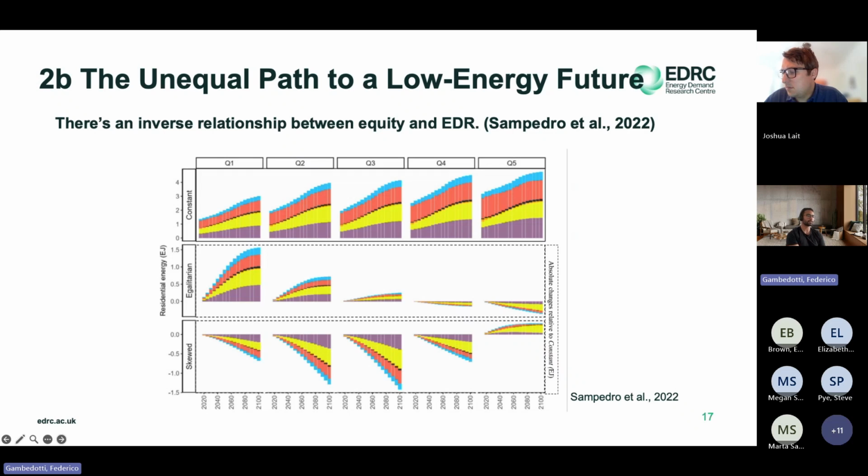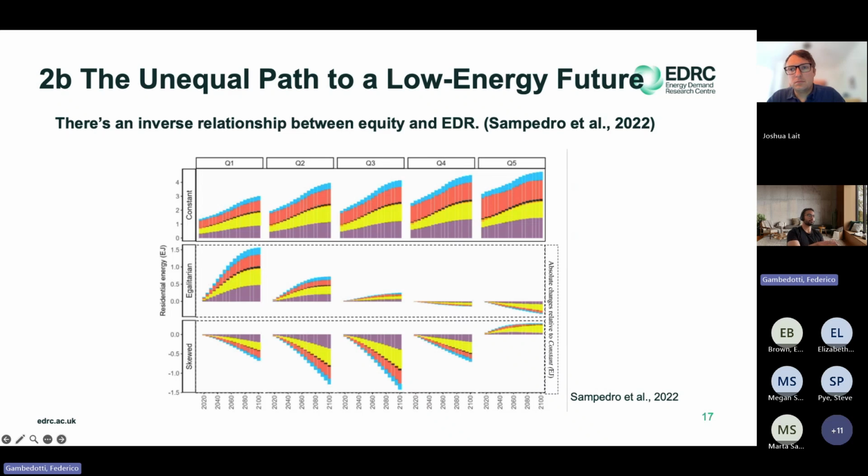So I wanted to show an extreme case, this study by San Pedro et al. carried out in the United States. And they looked exactly at the same scenario. So there are 5 quantiles, from the bottom quantile all the way to the top 20%. And then they had 3 scenarios. So a constant growth, according to the current rate of growth in energy consumption. Then they had an egalitarian scenario, which would allow the people at the bottom to increase their consumption while reducing the consumption at the top.